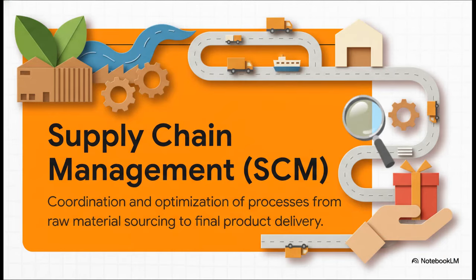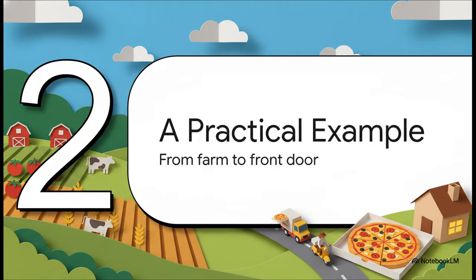So, to give it a more formal definition, supply chain management is the coordination and optimization of every single process involved. We're talking about the entire life cycle, from sourcing the raw materials to production, distribution, and finally the delivery of those goods and services to the final customer. It's the whole shebang. Now, to make this abstract concept a bit more concrete, let's use a practical example that I think we can all relate to: a simple pizza.